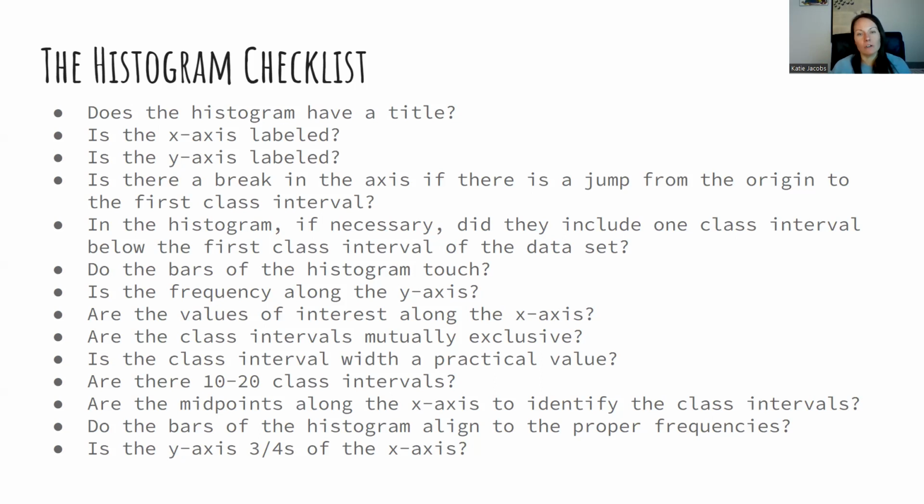first class interval? And the histogram, if necessary, did you include one class interval below the first class interval of the data set? Do the bars of the histogram touch? Is the frequency written along the y-axis? Are the values of interest along the x-axis? Are the class intervals mutually exclusive? Is the class interval width a practical value? Are there 10 to 20 class intervals if you're using class intervals? Are the midpoints along the x-axis used to identify the class intervals?